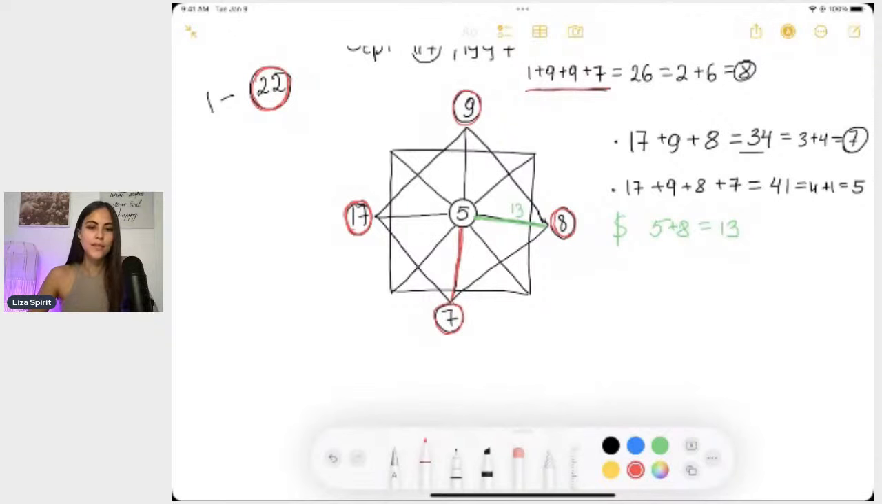Okay. So what do we do here? Probably you already got an idea. I'll write it down. Karmic lessons. What we do is that we add 5 plus 7.